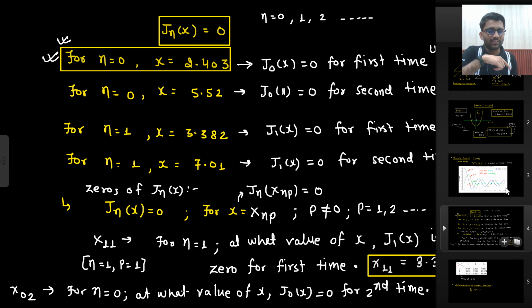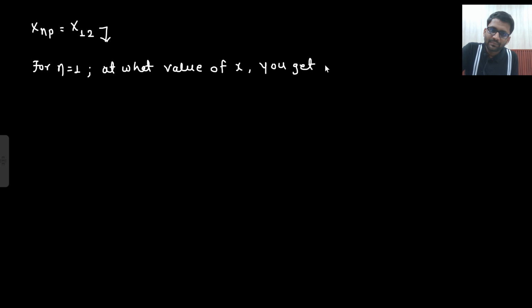So shall we write it down? Yes, we should write it down. So x_np is equal to x_12, let's just say. So how will you define it? For n equals 1, at what value of x do you get J1(x) equals 0 for the second time?